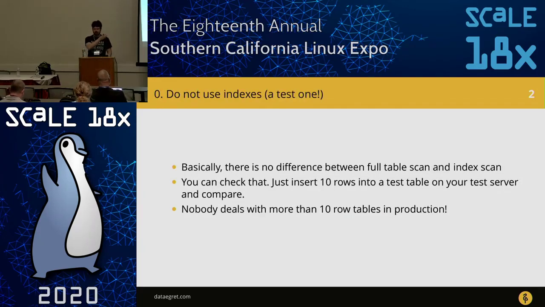So example 0, it's just an example to learn how it works. Do not use indexes. Basically, there is no difference between sequential scan and scan by the index. You can try and see. You just very simply prove it. Just insert 10 rows, run explain analyze, and you will see that sequential scan would probably be faster. Point proved. So follow this worst practice, it's very good. And of course, nobody runs into more than 10 rows in production. Did you ever see more than 10 rows in production? I never saw.